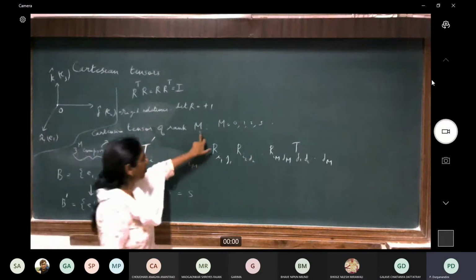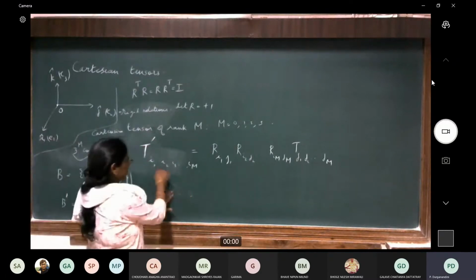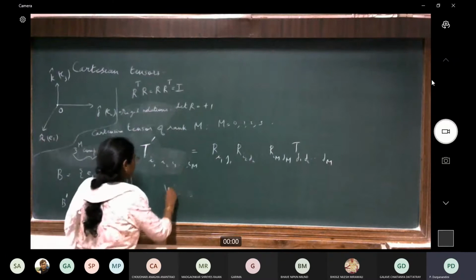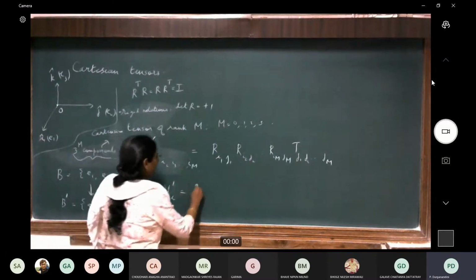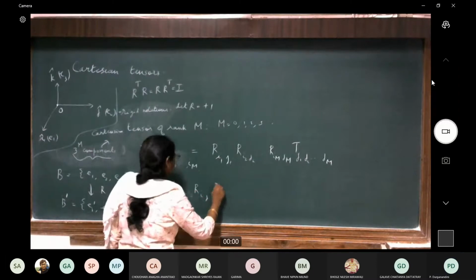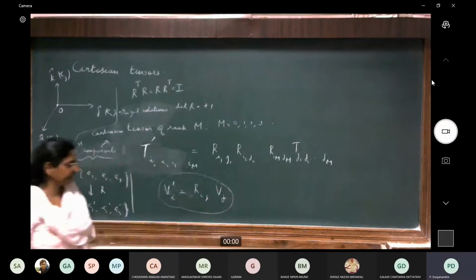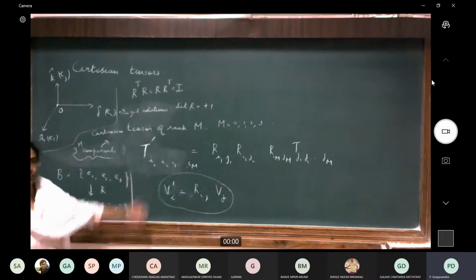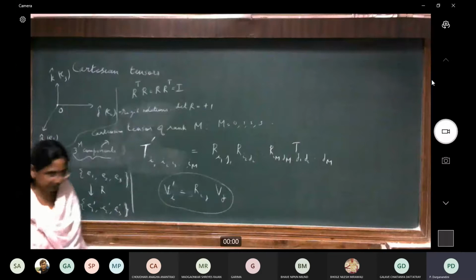A tensor of rank 1 will have 3 components, and in that case I will have just one index here. So I will simply get, which I will write like this, Vi prime will be equal to Rij Vj. And this simply defines for us a tensor of rank 1, or what we will usually call a vector, a 3-dimensional vector.